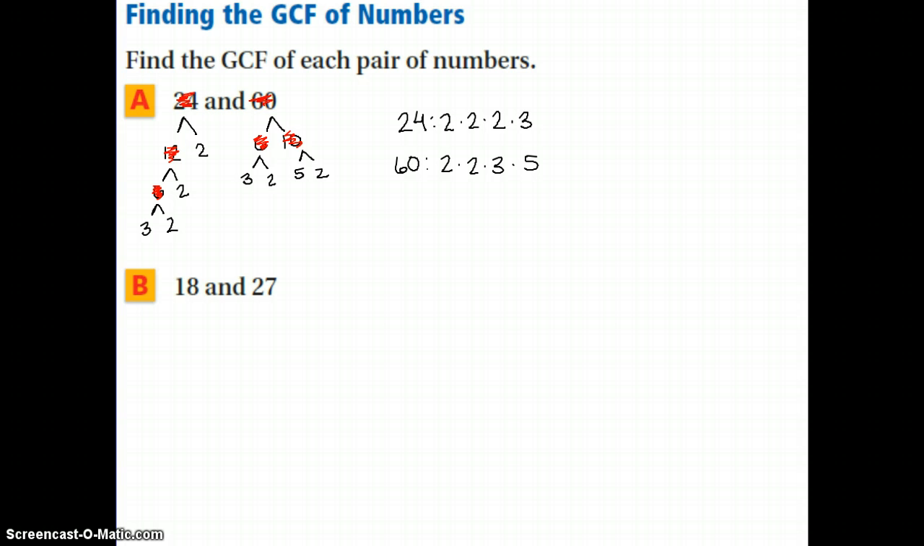Now what we are looking for in order to find the greatest common factor is what factors each of these numbers have in common. Well, they have a 2 in common, they have another 2 in common, and they have a 3 in common. When I multiply these together, 2 times 2 times 3, I get a 12.